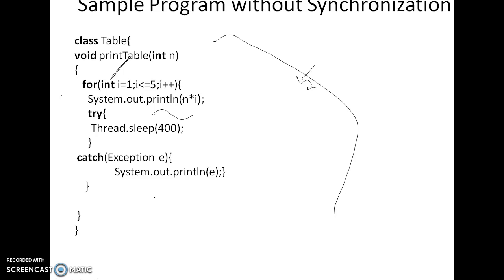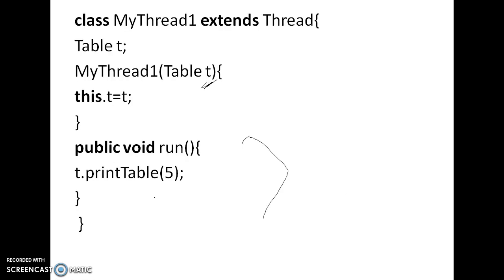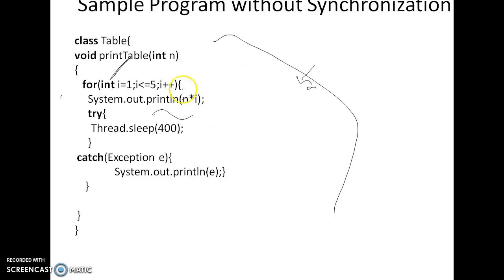Now T2.start, so what will happen? T2's run will be executed. Inside this T2 run, we have written t.printTable(100), so it will print the 100 table. Now what will be printed? The i value is 1, so the n value is 100, so 1 into 100, that is 100, will be printed. Previously 5 was printed, now 100 is printed. Now the thread is made to sleep for a while, so at that time T1 can be allowed to access this printTable method.